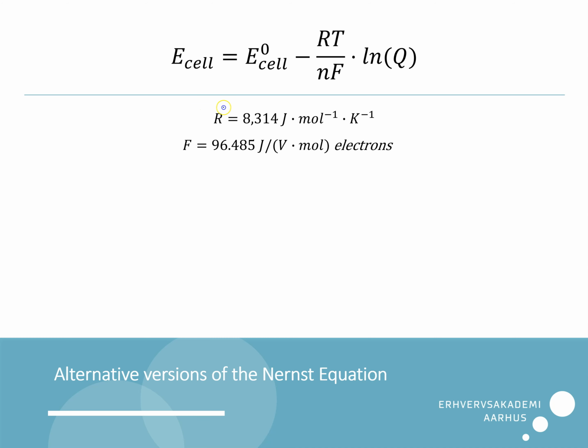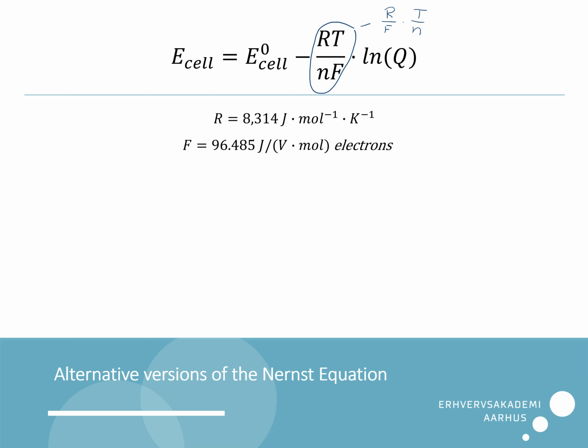Because we have two constants, the gas constant and Faraday's constant, we can just pool them into one. I'll do this by rewriting the fraction here into R divided by F multiplied by T divided by n. So I've just split the fraction in two and rearranged the letters a little bit.